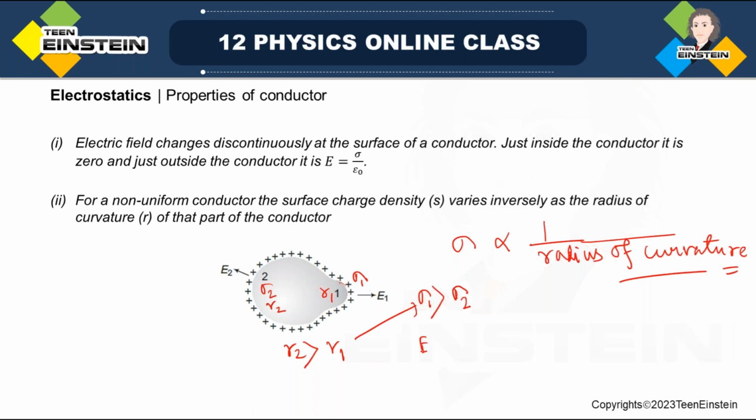And since electric field is sigma by epsilon 0, that means electric field is also directly proportional to the charge density. So this implies again electric field at region 1 is greater than electric field at region 2. So this is how over the surface of a conductor the electric field can vary. It cannot be a constant. It depends on the radius of curvature of that particular portion.